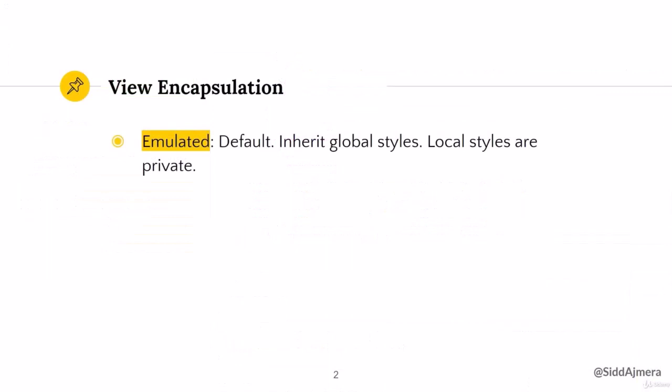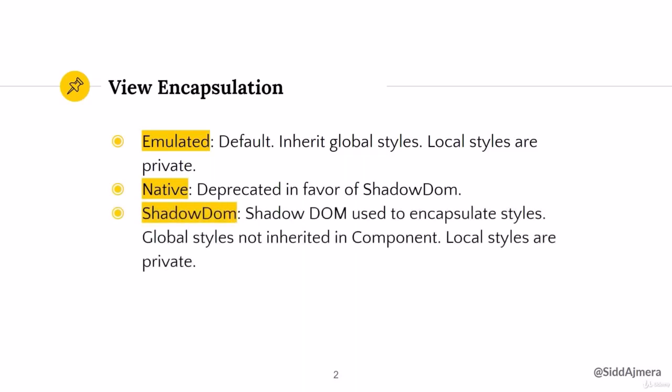The other strategy for view encapsulation is native, but it has been deprecated in favor of shadow DOM. Now shadow DOM is used to encapsulate styles, so global styles will not be inherited inside a component and local styles from a component will not really leak outside of the component. This is especially useful when it comes to creating widgets, when you don't really want your widget styles to leak outside so that they affect the overall application, and you also don't really want the overall application global styles to interfere with the styles that you have implemented for your own widget. So in those cases, you would generally use shadow DOM.